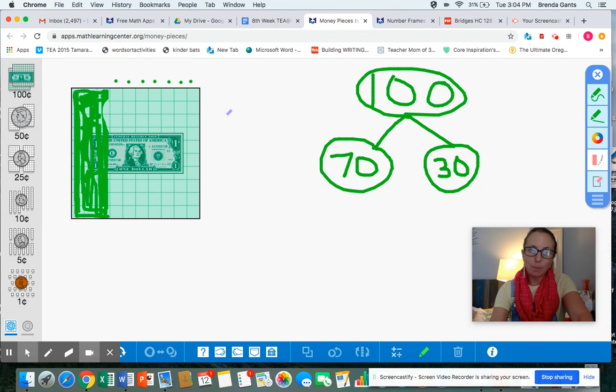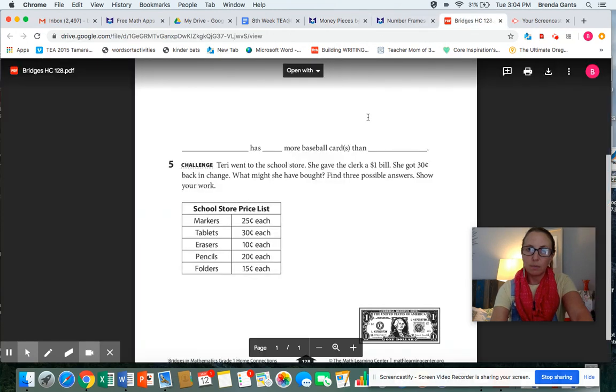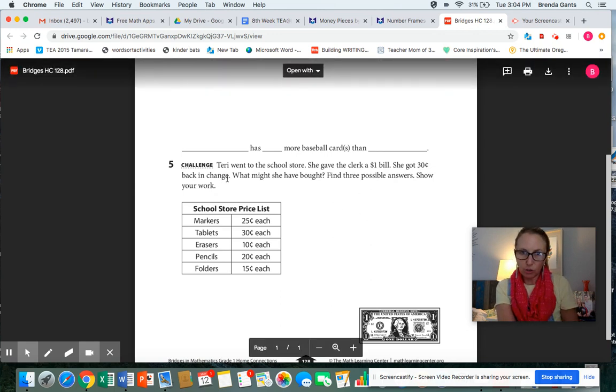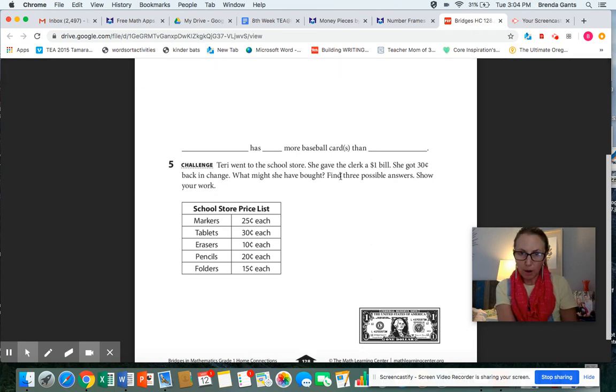Read the next part of this problem, okay? And I'm going to see, what is this asking me? So we know she spent 70 cents. But this is saying she gave the clerk $1. She got 30 cents back in change. What might she have bought? Find 3 possible answers.